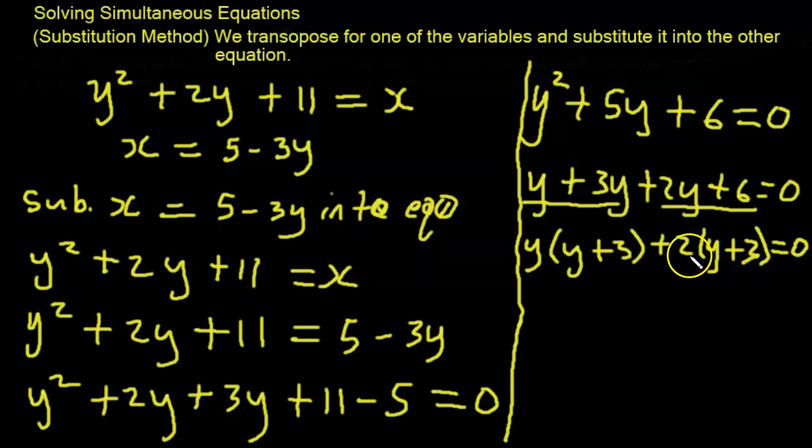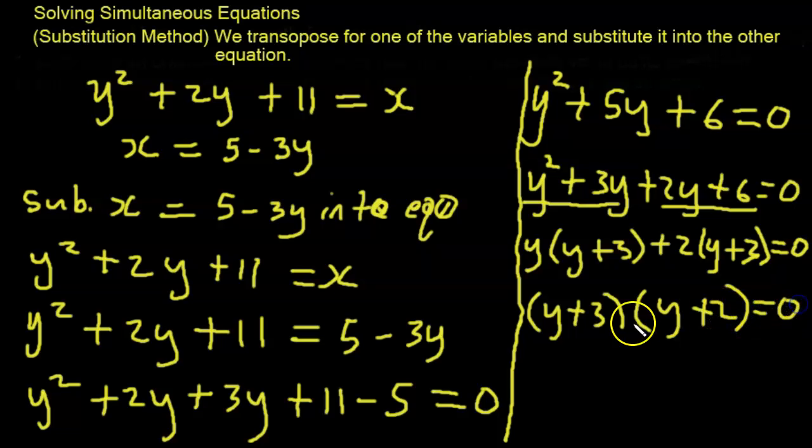Alright, so 2y plus 6, sorry. Remember, when you expand the bracket, you must get 2y plus 6, so 2 times y, 2y, 2 times 3, 6. And here, y times y, that's y squared. And y times 3, that's 3y. So here we have a common factor, which is y plus 3. Alright, so we factor out y plus 3, we are left with y plus 2. So we equate both brackets to 0 and solve.